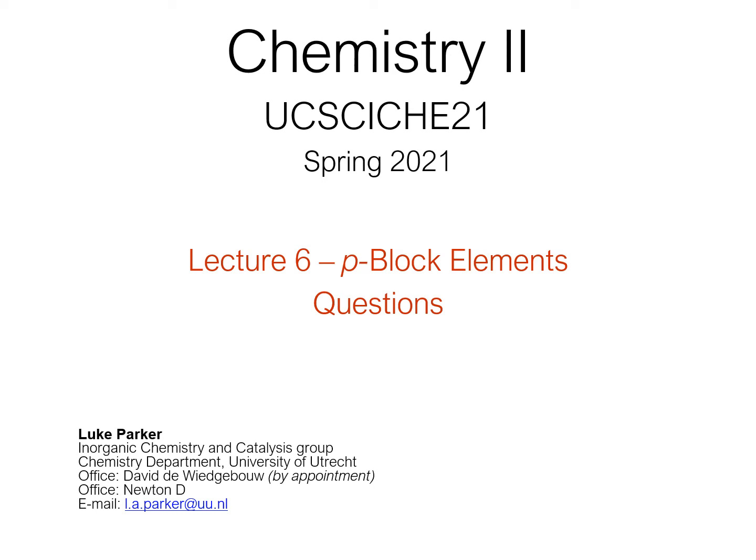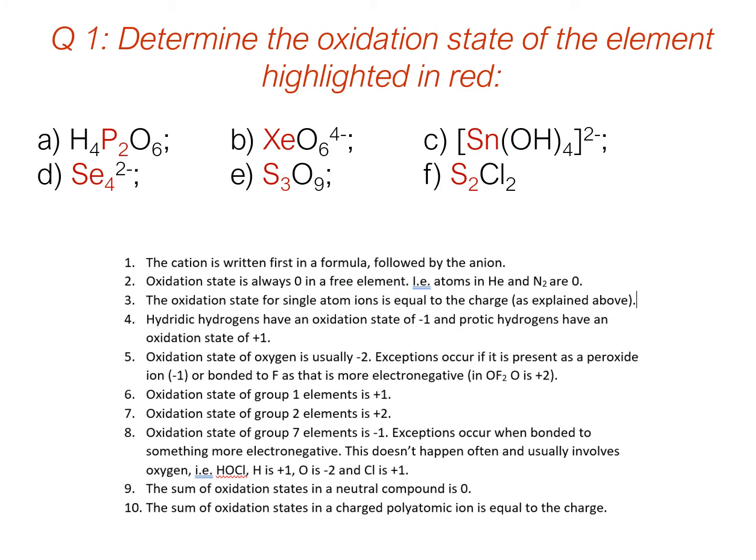Hey everyone, in this video I'm going to quickly run through the questions from lecture 6 and how to answer them, which is our first lecture on the p-block elements. So question 1 is asking us to determine the oxidation state of various elements in ions and compounds, and it's asking us to state the oxidation state of the element highlighted in red, but to do that we're actually going to have to work out the oxidation state of all the elements.